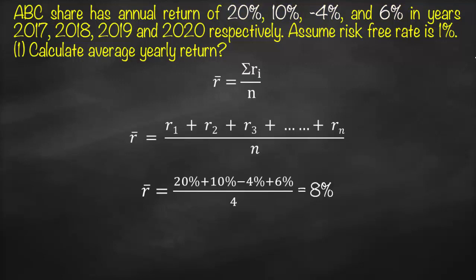So we have here all the return for the last 4 years. So this is an example of sample return or average return. Our formula is our average return is the summation of the return divided by the number. So I need to get the first return plus second return plus third return plus fourth return divided by the number. So here we have 20% plus 10% minus 4% plus 6% divided by 4. So this will give us an average return of 8%.